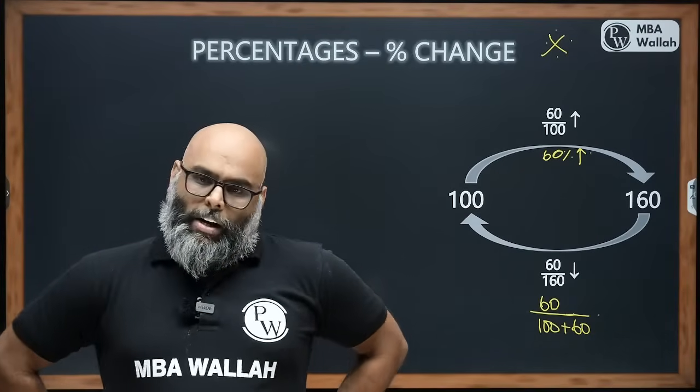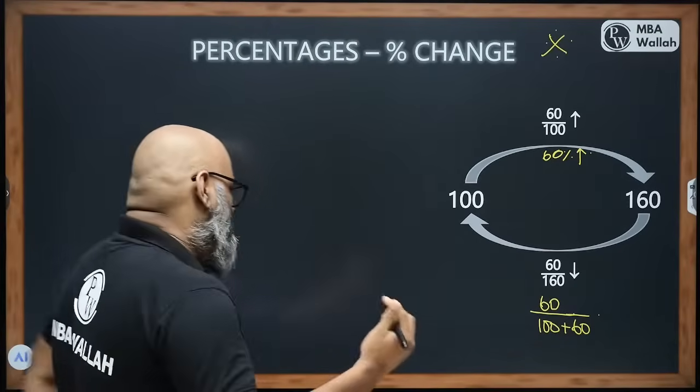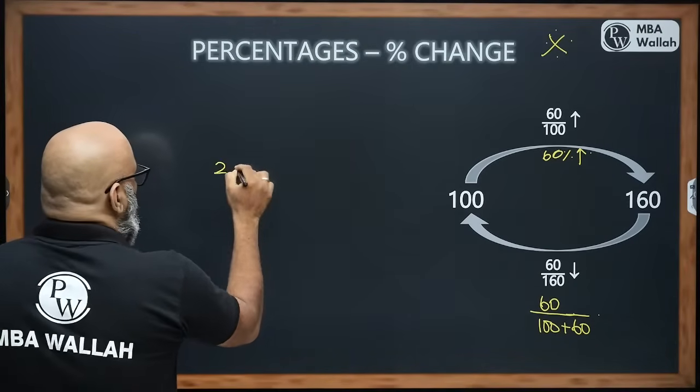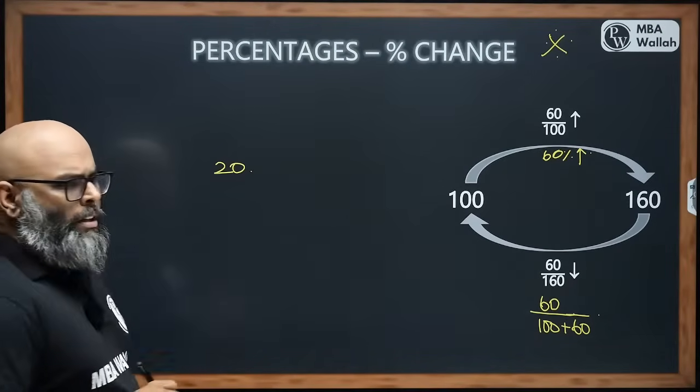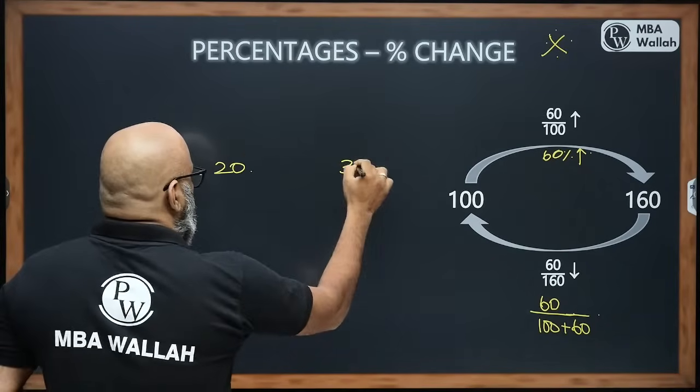60 by 100 plus 60. Can I write it this way? I'll give you one other example. Let's do this. There is a value called 20. It has gone to 30 from here.